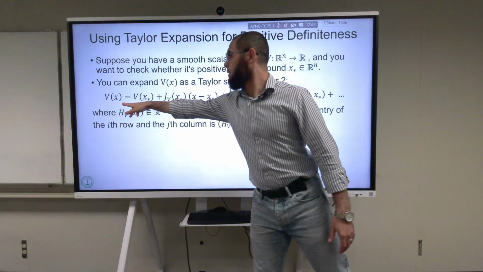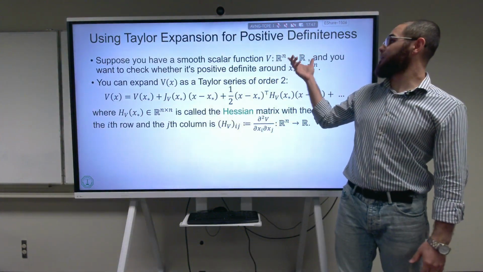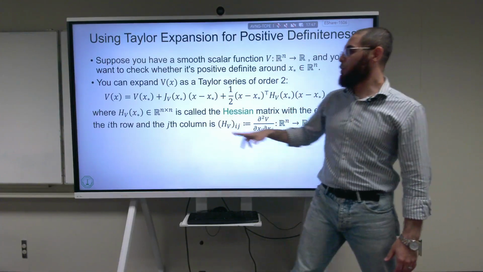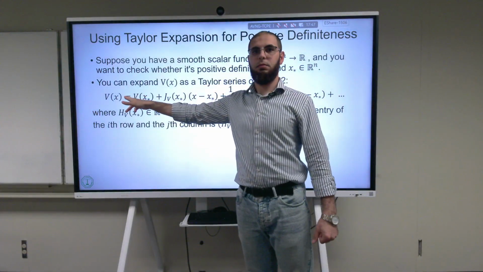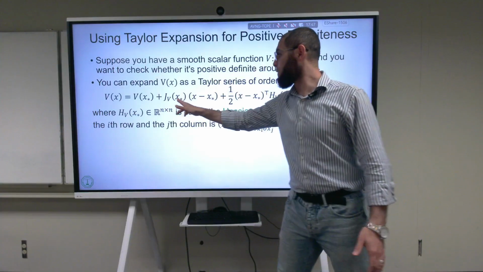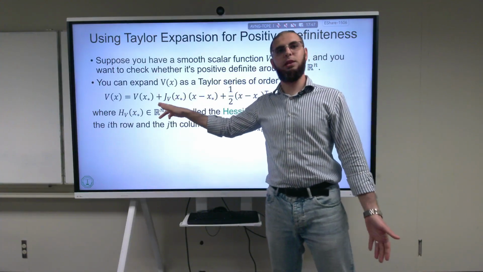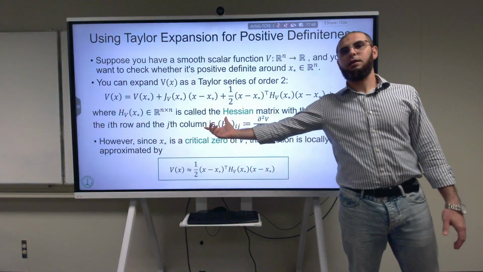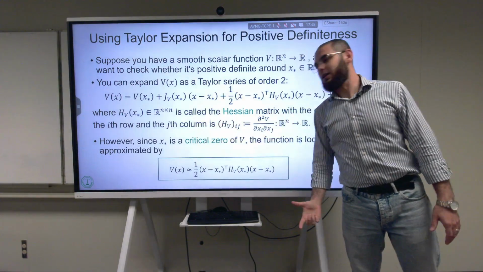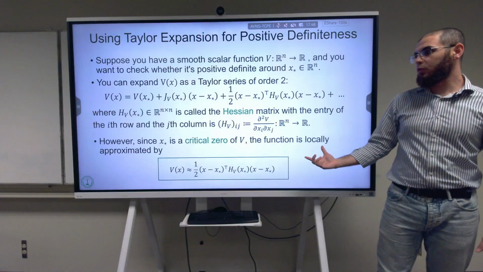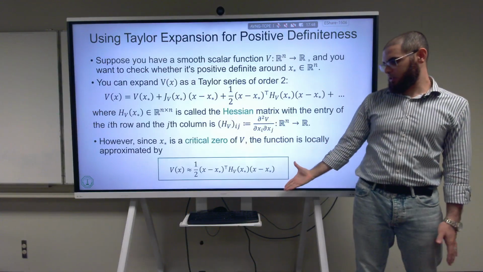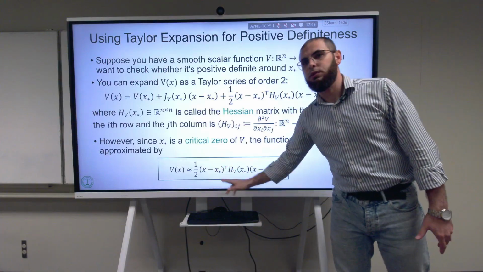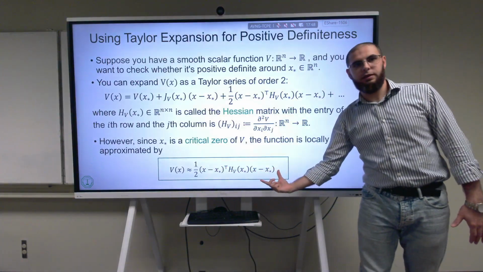This V, if it's a function, and we want to check positive definiteness, and we say that x star is an equilibrium point, then we know that V of x star should be 0. And also the gradient of it, the Jacobian of it, should also be 0. So you can conclude that if we're checking the positive definiteness around the critical point, then the function will be locally approximated by something that looks like this. So you see, it's half some vector transposed multiplied by a matrix with another vector.